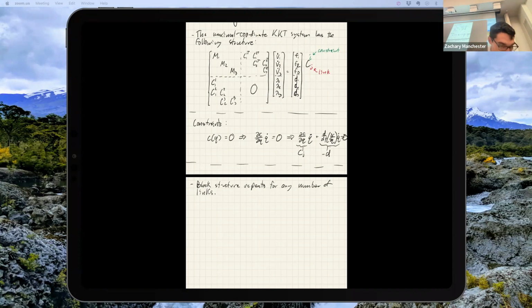Okay, cool. So let's see. Yeah, the key to many, many fast algorithms is exploiting this sparsity.